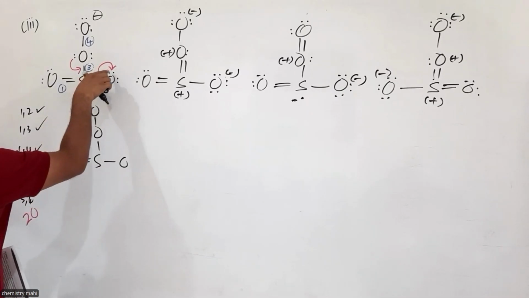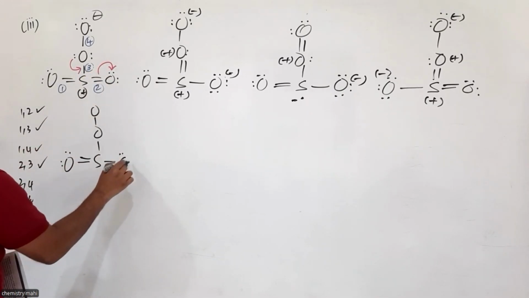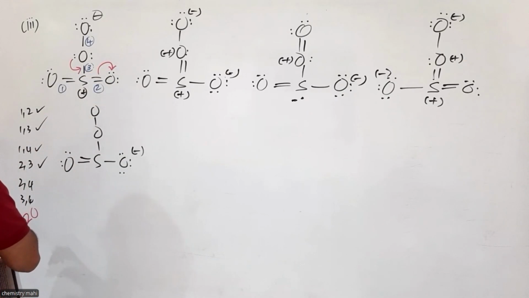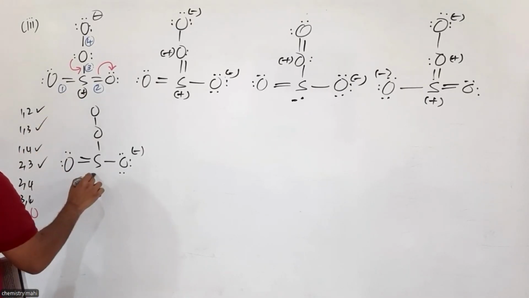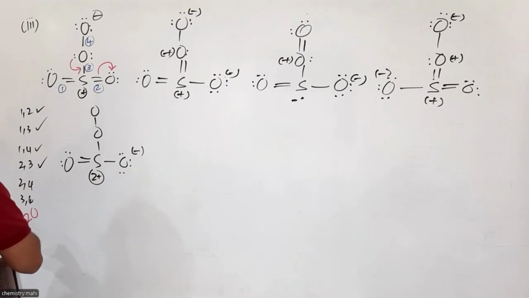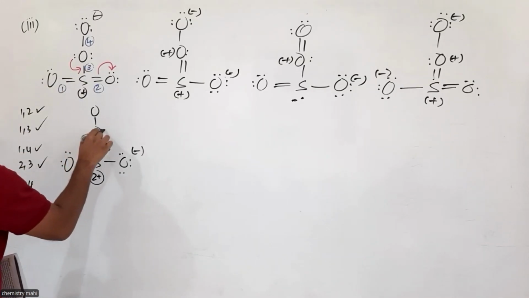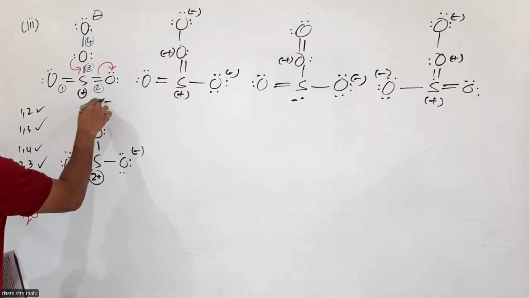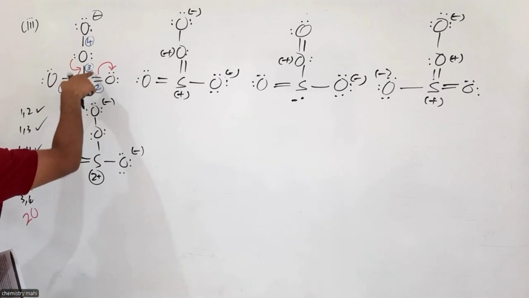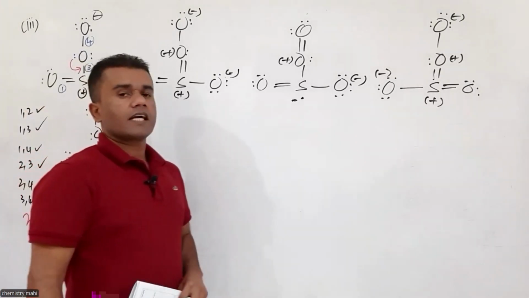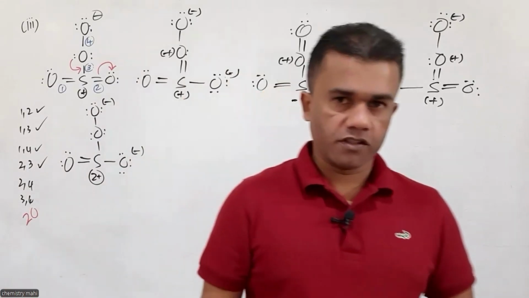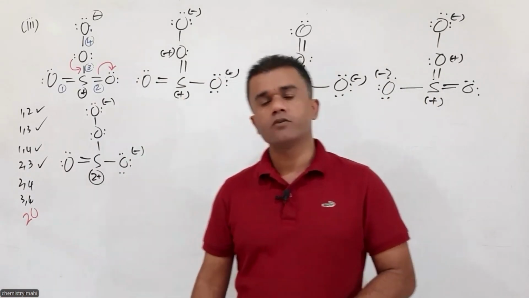You break the bond, meaning this oxygen takes another pair, then becomes minus. Sulfur loses an electron, plus, already plus, then it becomes plus 2. And here no change, because I told you, just breaking, not making. Then this structure is also accepted as a Lewis structure in that marking scheme. Actually, it is a Lewis structure.